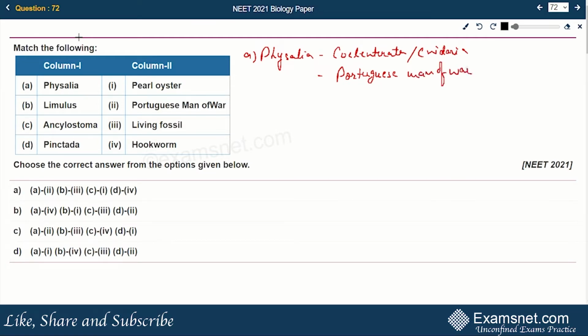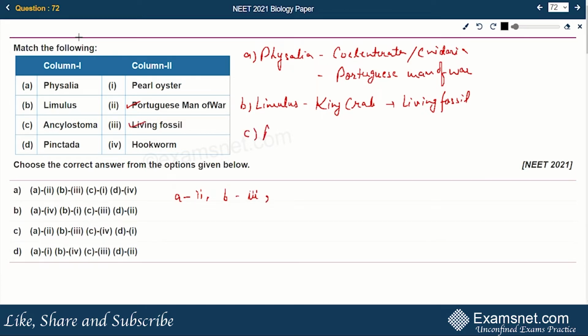So the correct match for number A will be 2. Okay, Portuguese man of war. Second is Limulus. Limulus is also known as king crab. Okay, and it is considered as a living fossil. So the correct match for B will be number 3.